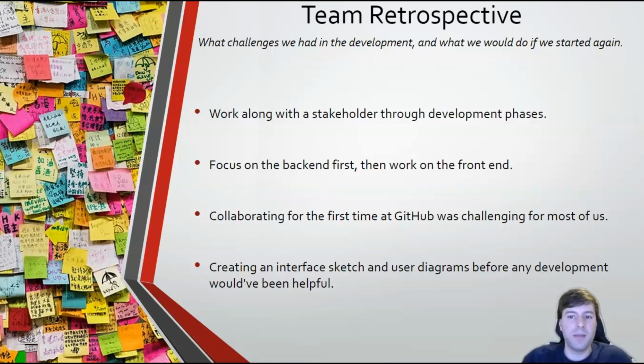This is the team retrospective, and I'm going to talk about what challenges we had in the development and what we could do if we started again. So the first thing that came to our mind is that working with a stakeholder would be better because since we are not specialized in the pet industry or any animal related business, I think we could be developing further what functionalities the application has. Now, the second thing I would point out would be to focus on the back end first, then the front end.